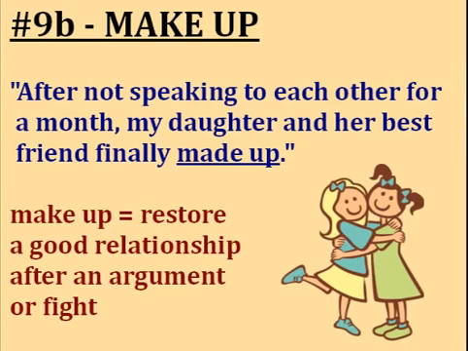So in this case, we have 2 girls who had an argument or a disagreement or a fight, and they didn't speak to each other for a month, but then eventually they made up. They became friends again and they restored their good relationship. Okay, so when 2 people make up, it means they come back to having a good relationship after a disagreement or argument.